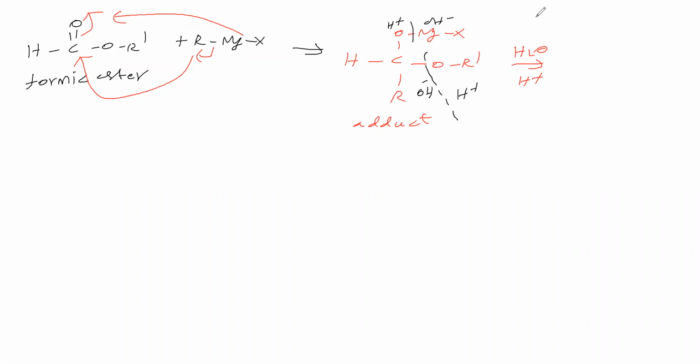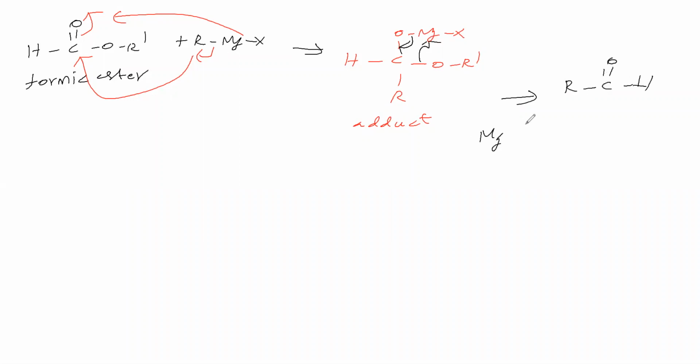Here hydrolysis is not taking place. We should not take this for hydrolysis, because before hydrolysis some other reaction is also possible here. What is that reaction? This bond is migrating like this, and therefore we get an aldehyde, with MgX and O dash leaving.